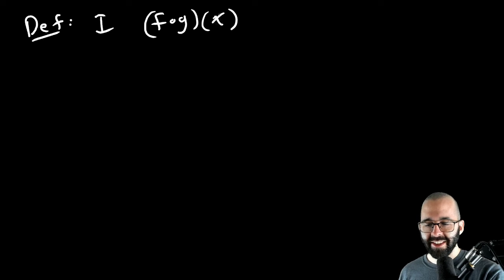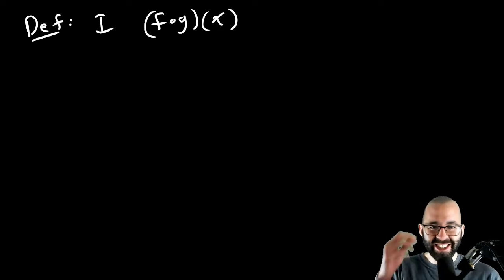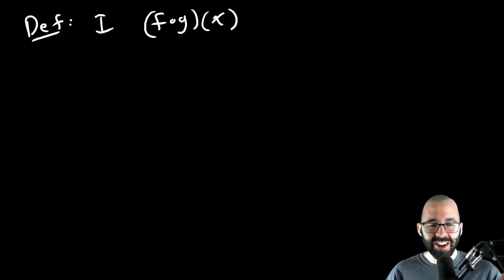So let's look at a definition over here. Definition. If f of g, oh no, not function composition, it's back. That's why we learned about function composition, so we could use it in the future. We're learning about inverse functions. Guess what? We're going to use that in the future too.